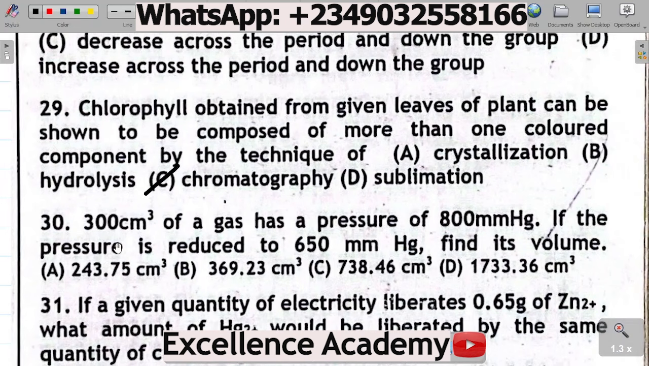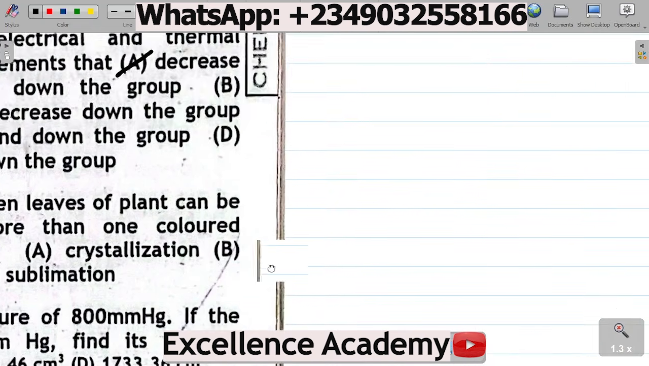Finally, question 30. Question 30 says 300 cm cube of a gas has a pressure of 800 millimeter mercury. If the pressure is reduced to 650 millimeter mercury, find its volume. You have option A, option B, option C, and option D. Now, if you look at this, you're having volume and pressure. What comes to mind there is Boyle's law. So for question 30, we use Boyle's law.